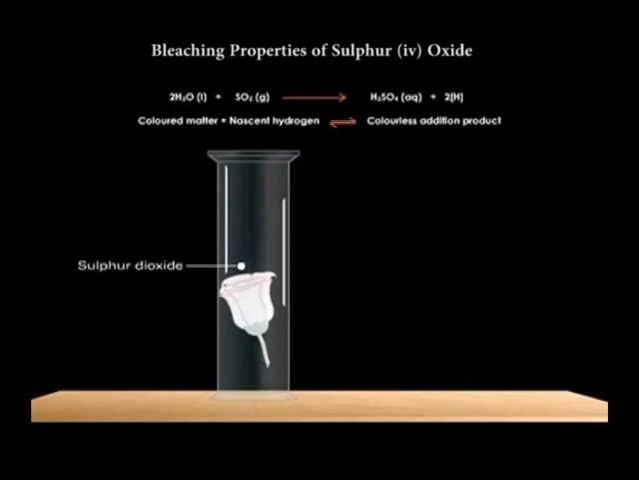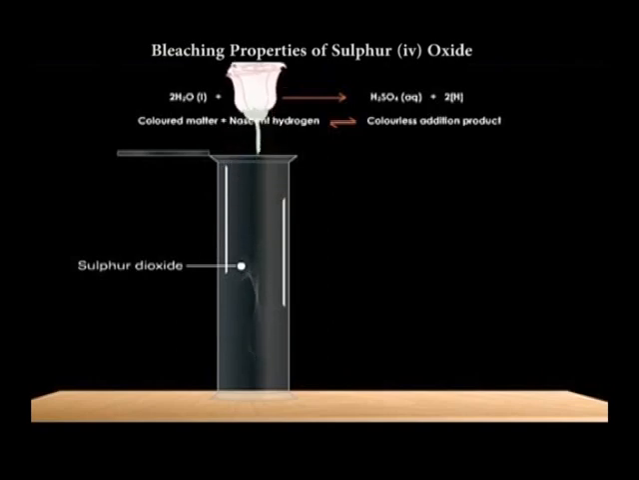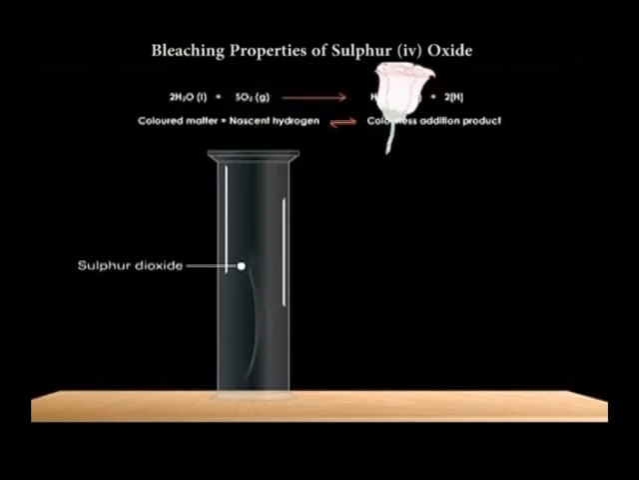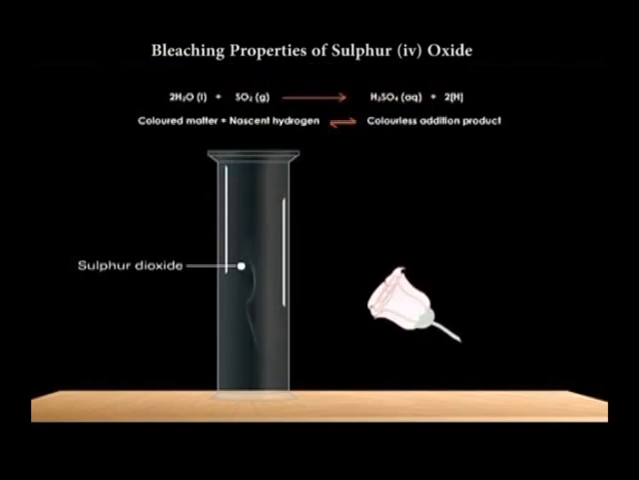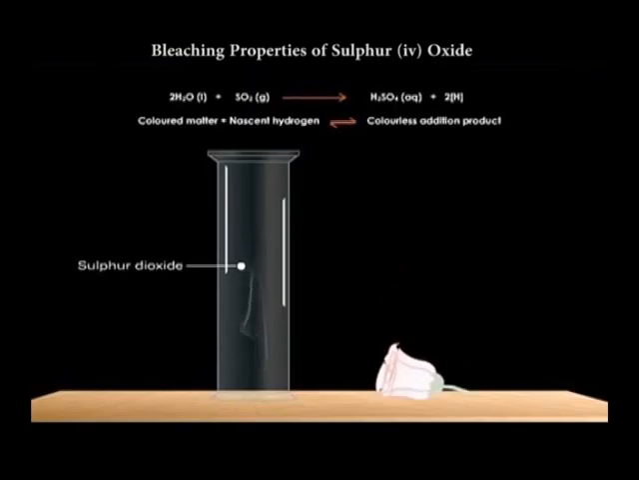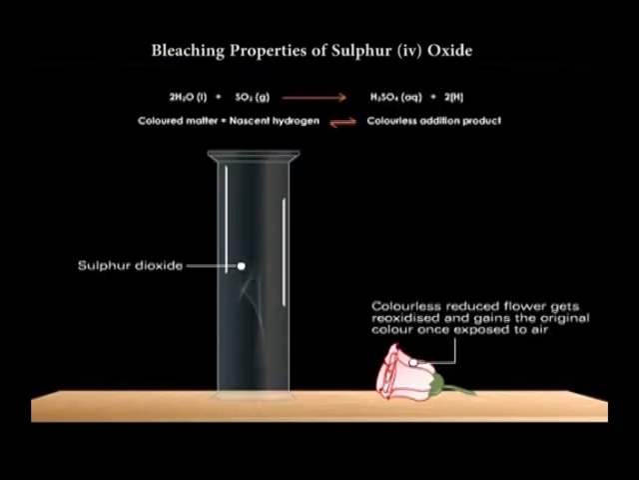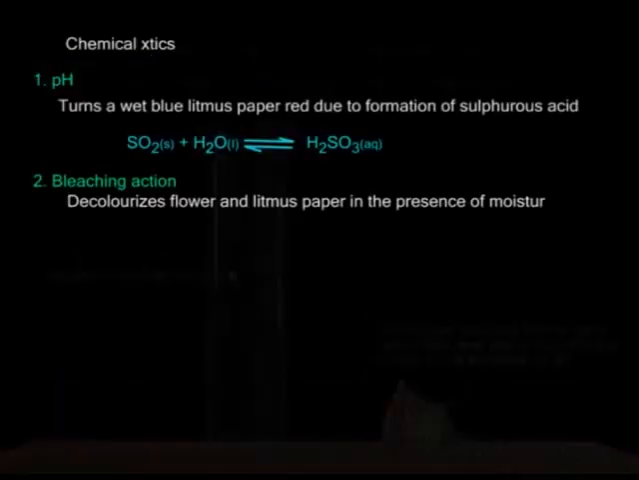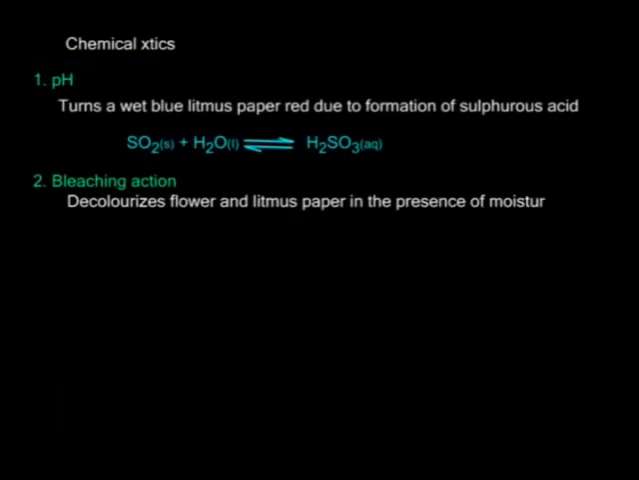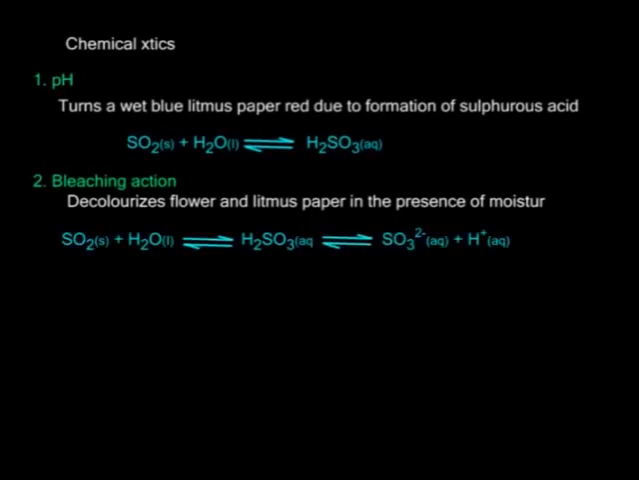On standing in air, the colorless reduced product is reoxidized and regains the original color. Bleaching by sulfur dioxide is therefore of a temporary nature. The material to be bleached must be wet. This is because water is required to form the sulfite ions, which are responsible for the bleaching action.